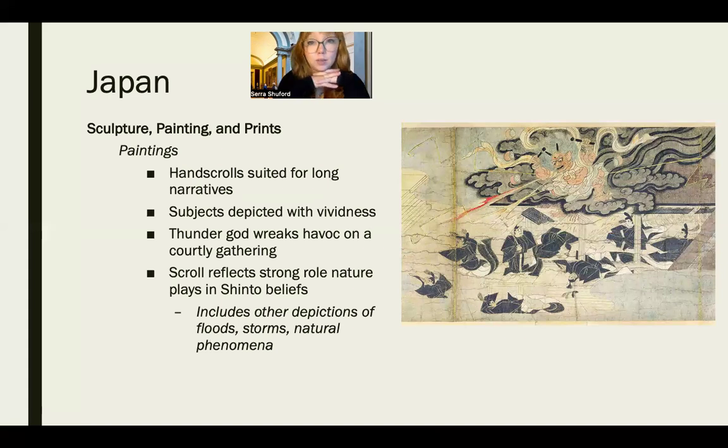And looking at some paintings done from Shinto, hand scrolls were very common during this time, where you roll them out and can store them a little bit easier. Ironically, these artworks were not quite as simplistic as the architecture. But they used these hand scrolls to tell stories that would give a name and a face to the gods. This example here is of a thunder god who wreaks havoc on a courtly gathering down below. And the scroll reflects the strong role nature plays in the Shinto beliefs.